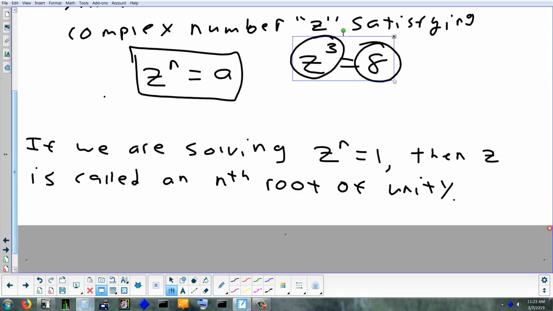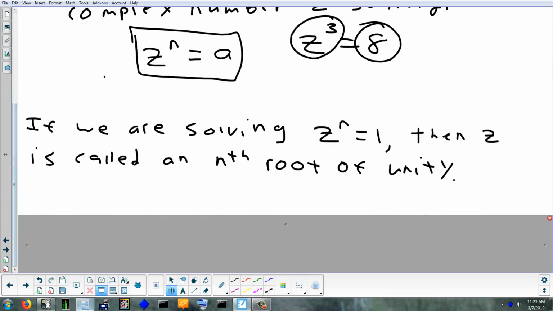Right, so that's just more of a vocabulary thing. If you see that phrase, it just means 1. That's all.